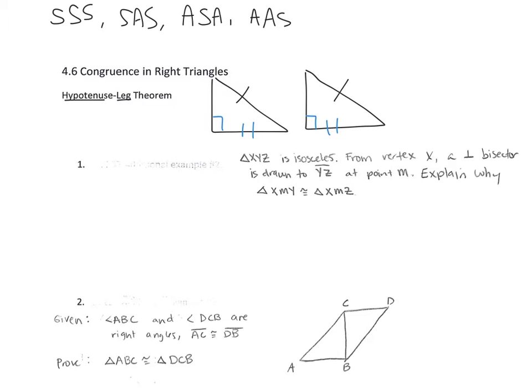So you have to know that it's a right triangle, so it has to have a right angle, and the hypotenuse has to be congruent to the other hypotenuse, and one of the legs has to be congruent.